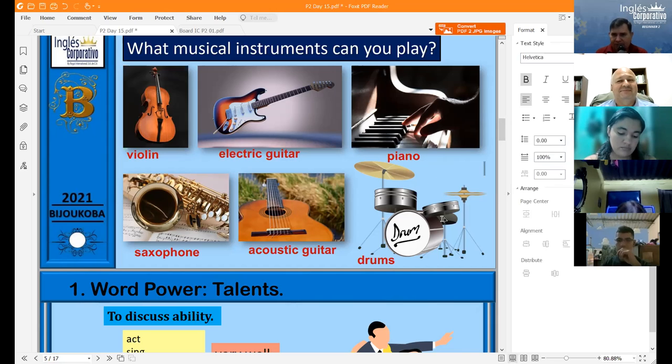Can you play? No, I can't. Acoustic guitar. Yes, I can play acoustic guitar, but not these others, no. Because the electric guitar, my fingers are thick. And so they have to be very close together. So it's difficult for me.